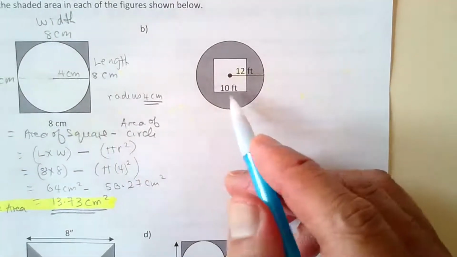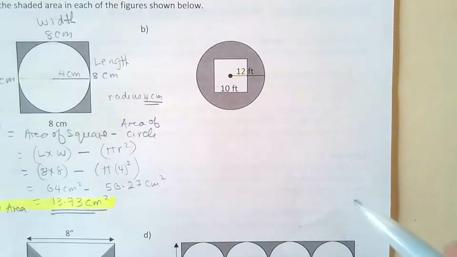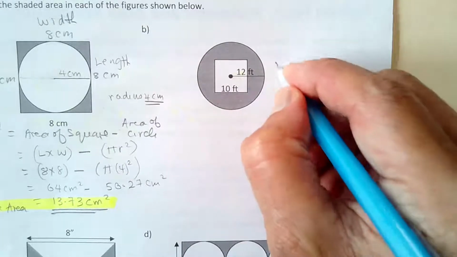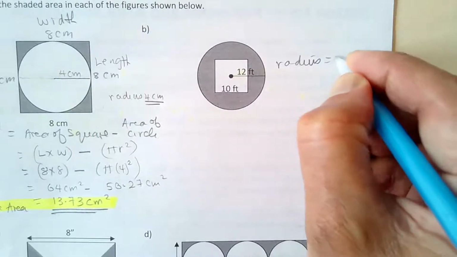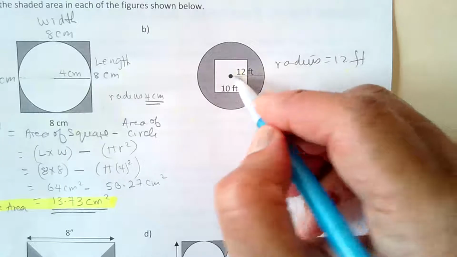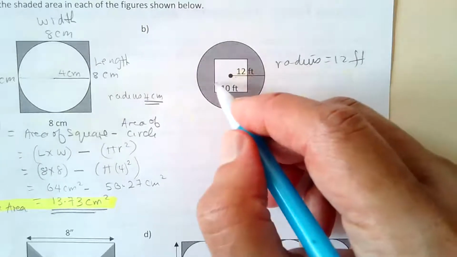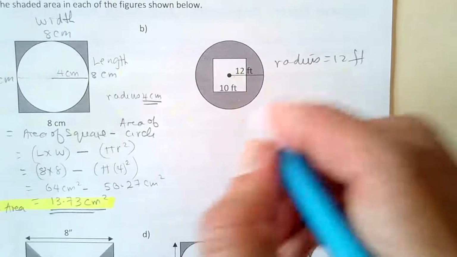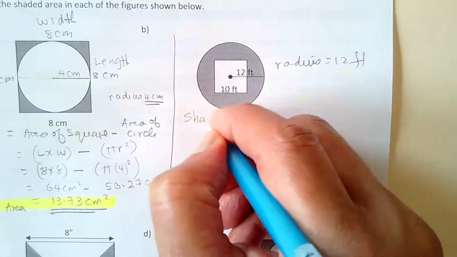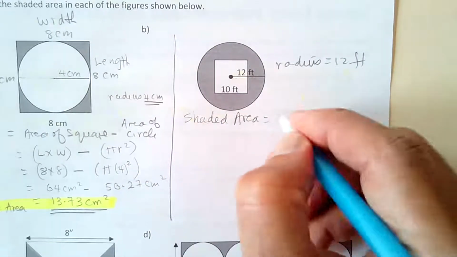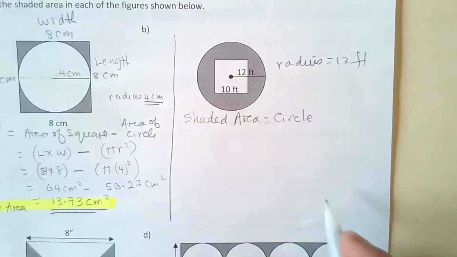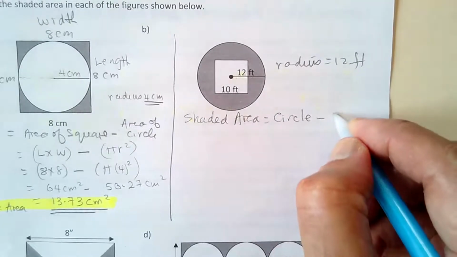The other question is similar, and I'll let you complete this one here. Just remember that the radius is 12 feet. In this case, you find the area of the circle and the area of the square, and you subtract the area of the square from the area of the circle. So if you were to write this one out, the shaded area is circle, which is a reverse of this one here, minus the area of the square.